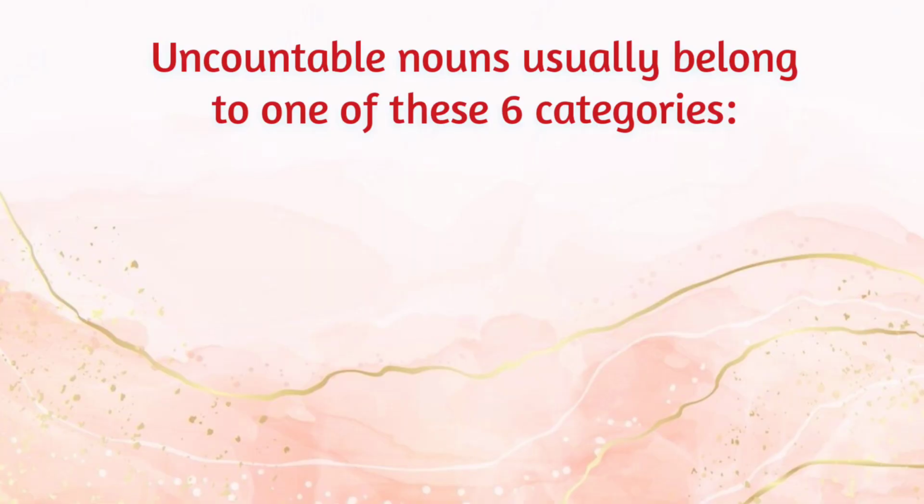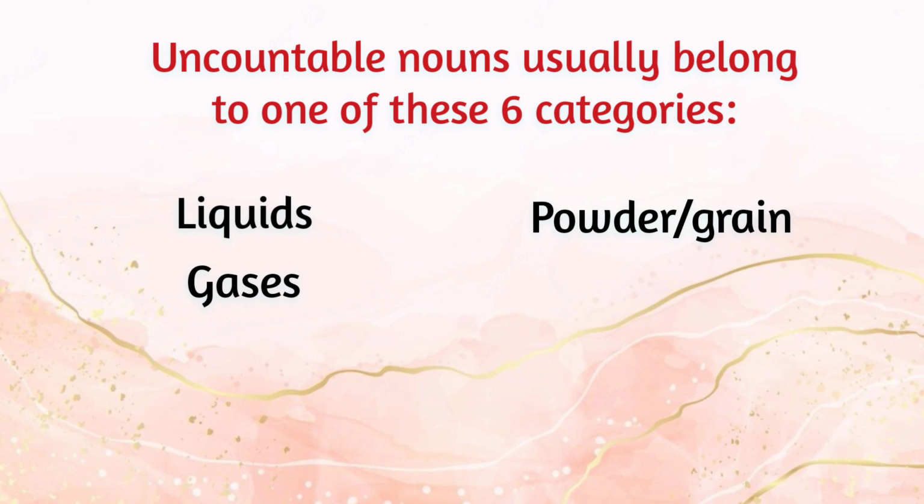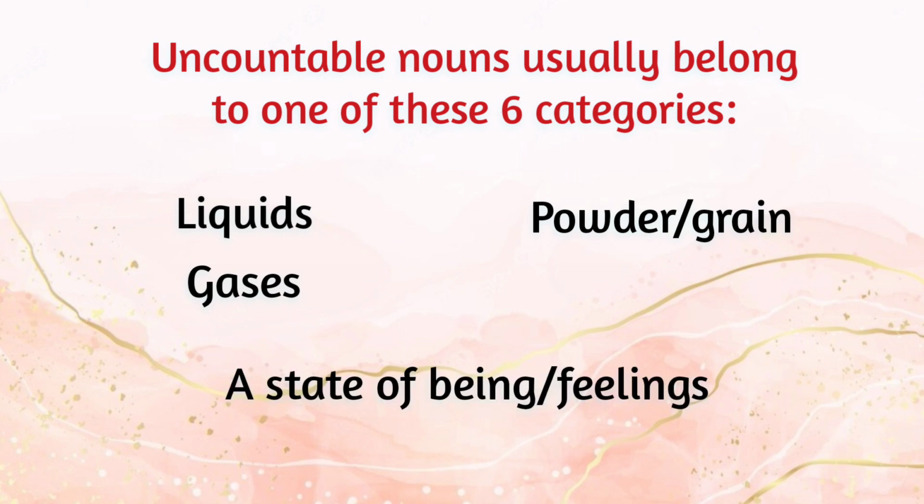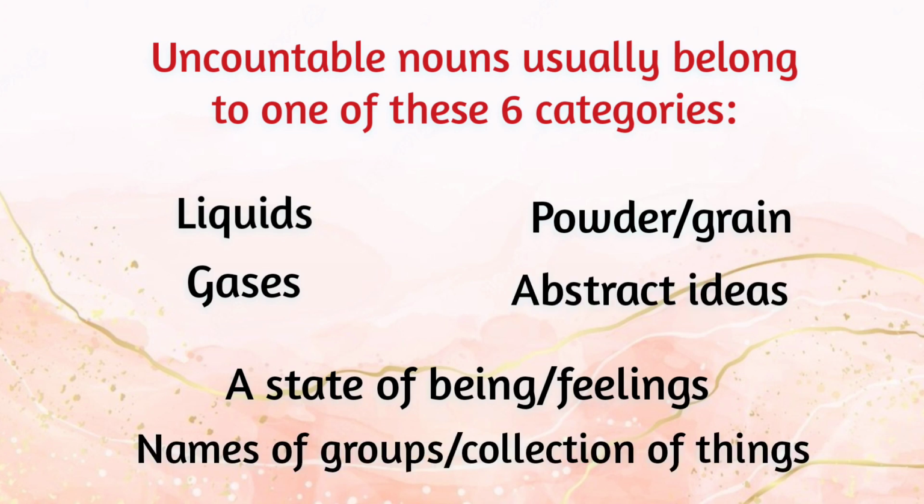However, now I'm going to tell you how uncountable nouns are usually recognized from countable nouns, which can help you a lot in learning them and knowing whether a noun is countable or uncountable. Uncountable nouns usually belong to one of these 6 categories: liquids, gases, powder or grain, a state of being and feelings, abstract ideas, and names of groups or collections of things.